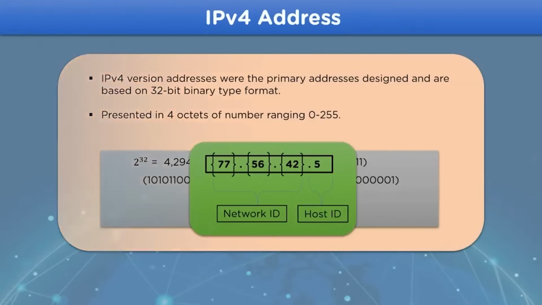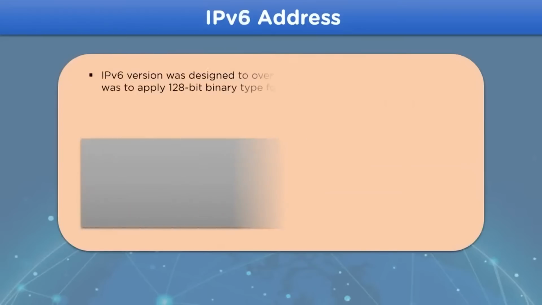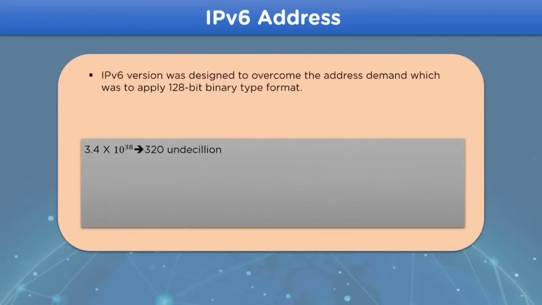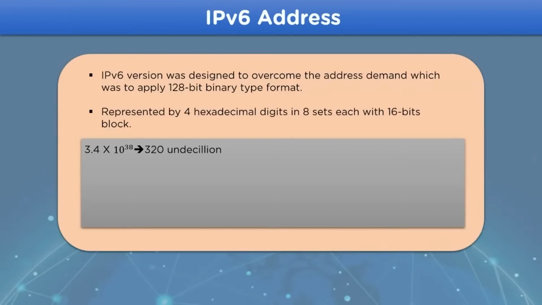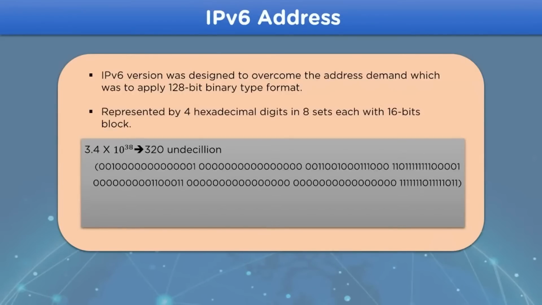Now let's move on to the IPv6 address type. With the rise in technology, IPv4 could not meet the requirements. So the need for IPv6 arose, based on a 128-bit address size, which is sufficient for a long time, approximately 320 undecillion. This type of IPv6 address is designed with 4 hexadecimal digits and 8 sets, with each block containing 16 bits, separated by a colon.